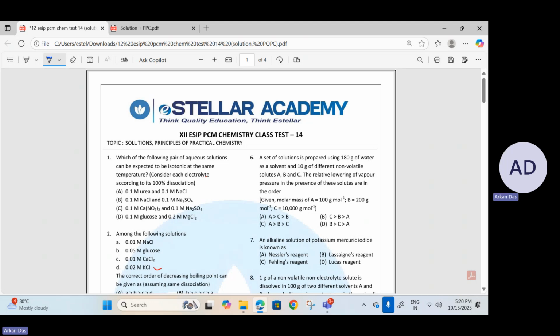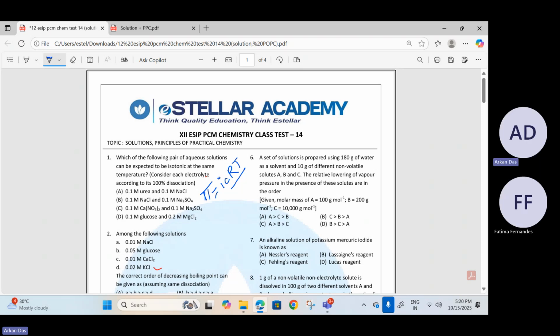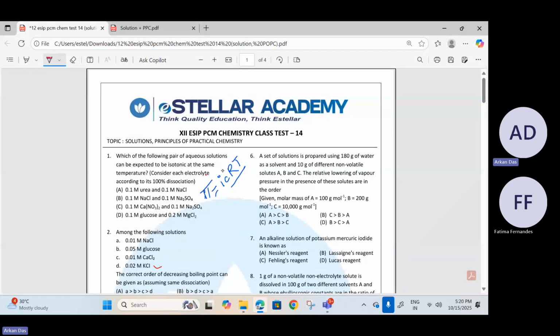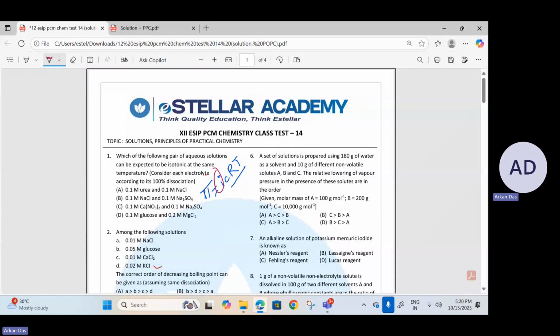Here, the same temperature clearly indicates that in our formula, that is pi equals iCRT, the CRT value will be the same. What value will be the same? The CRT value will be the same. The only value that is going to change or alter is the i value.